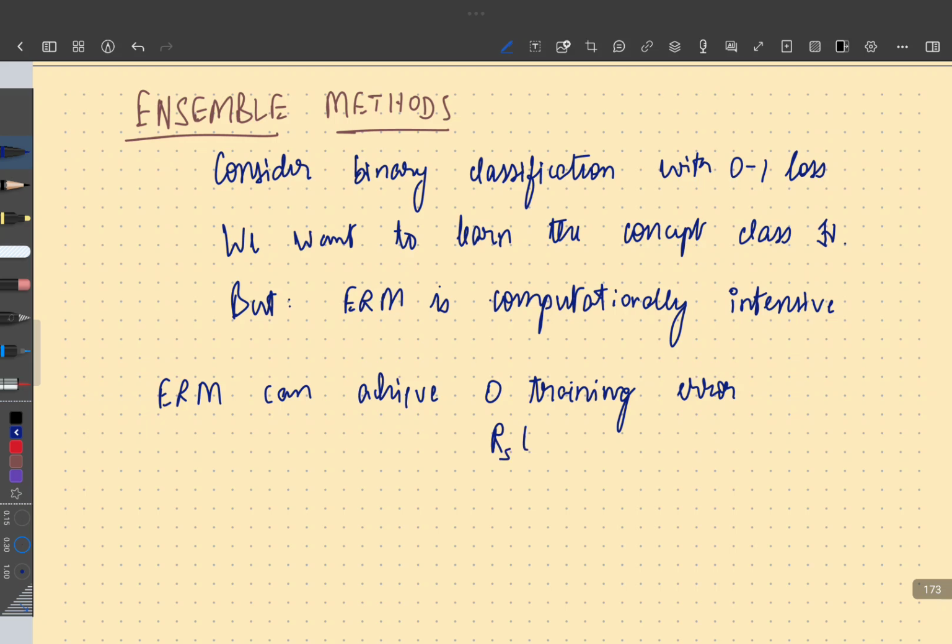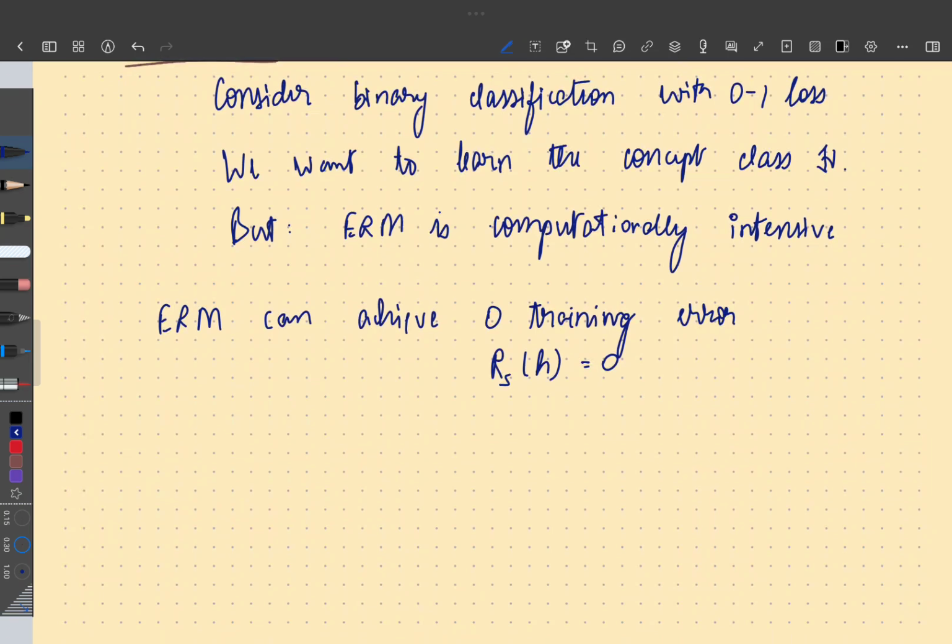Right, so we can achieve Rs of H equal to 0. There is at least one H in the hypothesis class for which Rs of H is equal to 0. But we can't do this computationally efficiently.